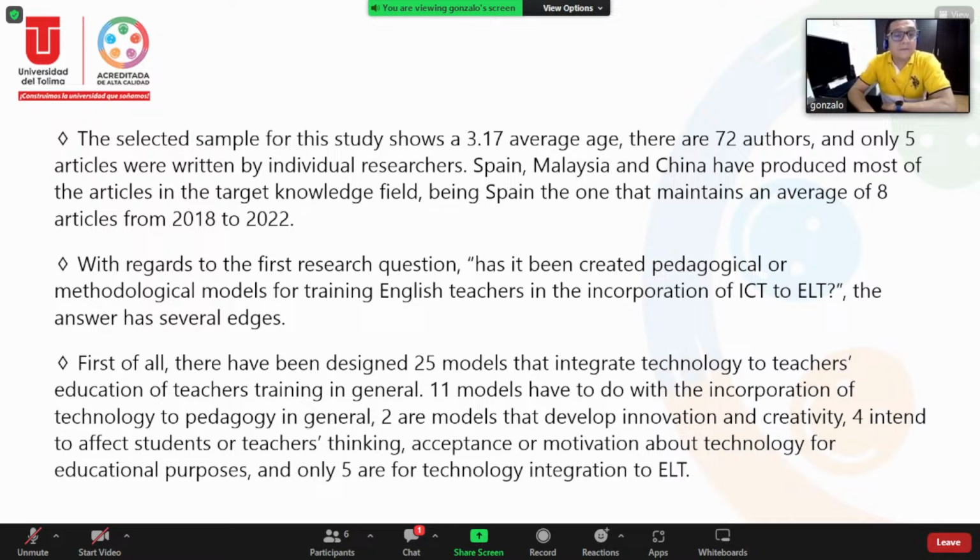I already showed you those 25 models, how they are organized. 11 have to do with the incorporation of technology to pedagogy in general. 2 are models that develop innovation and creativity. 4 are intended to affect students' and teachers' thinking and acceptance of technology. And only 5, as I said, are models that have to do with the incorporation of technology to ELT.